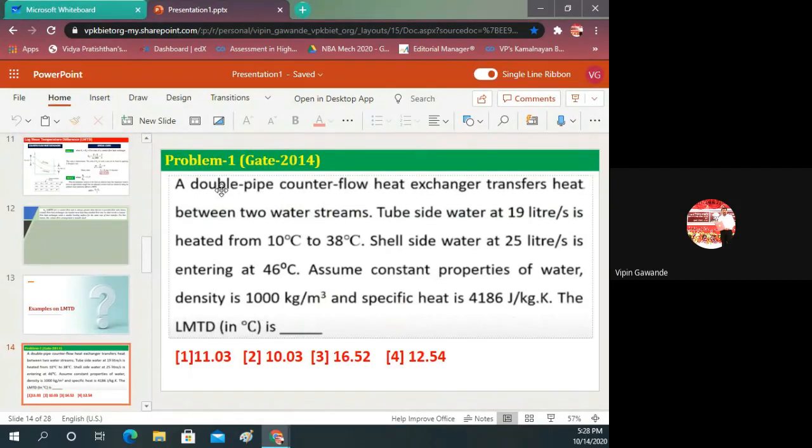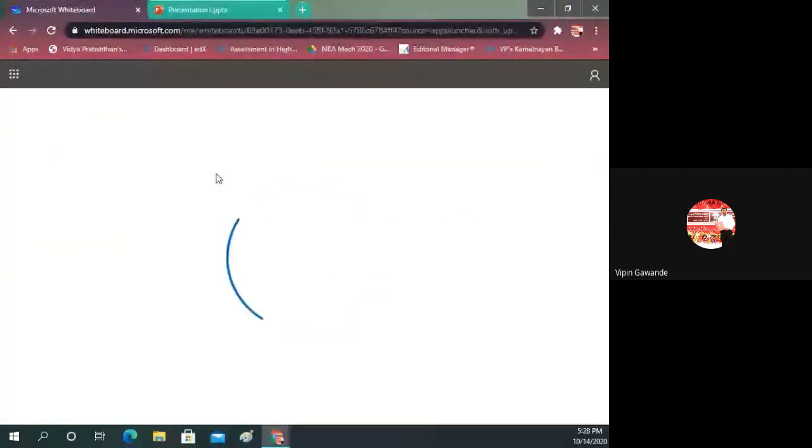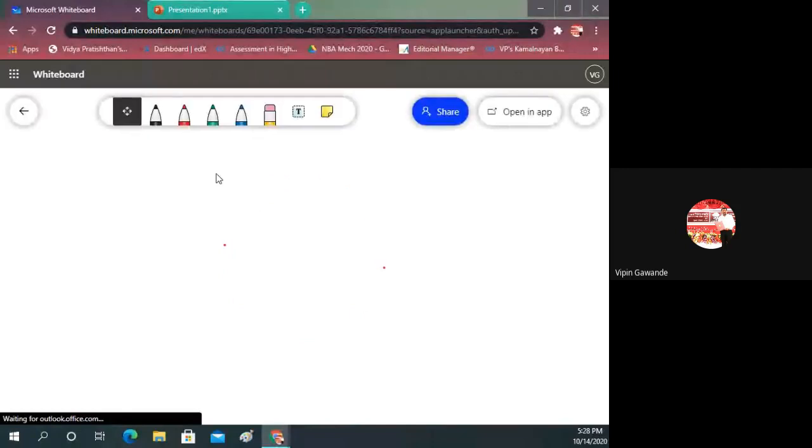A double pipe counter flow heat exchanger. We'll start with the first statement. Whenever it is a counter flow heat exchanger, now we'll start the solution of this problem. You also solve on your own. So the problem is given: a double pipe counter flow heat exchanger. Whenever there is a counter flow heat exchanger, you start with the diagram.